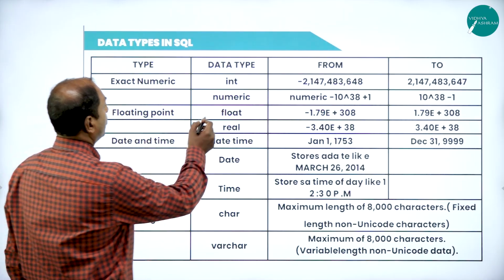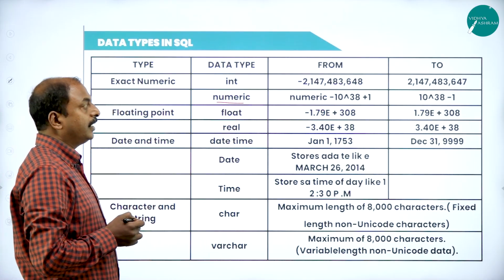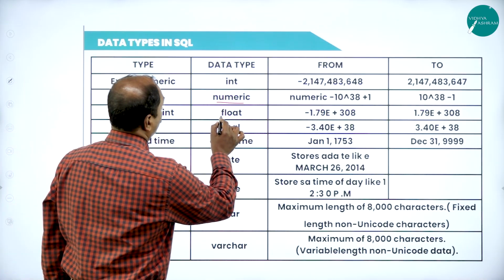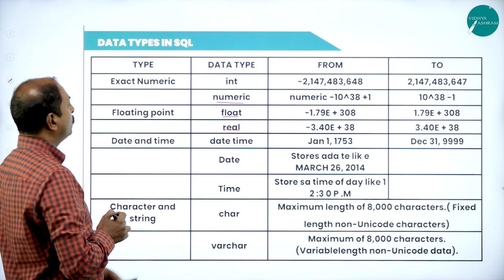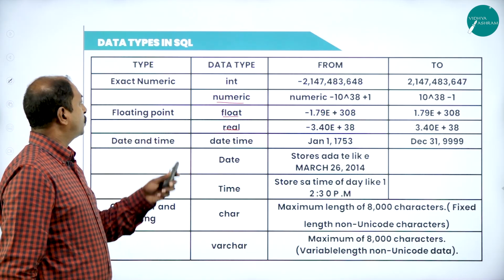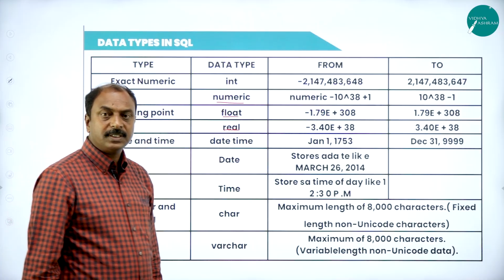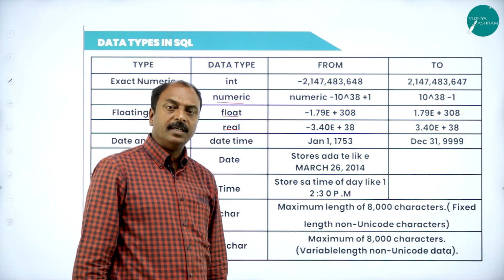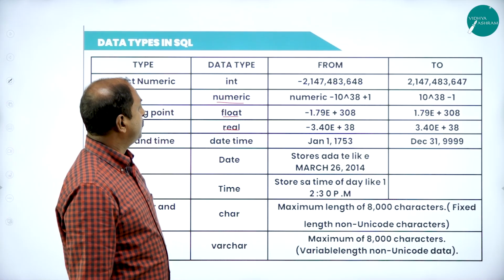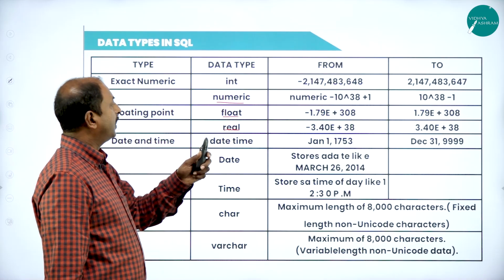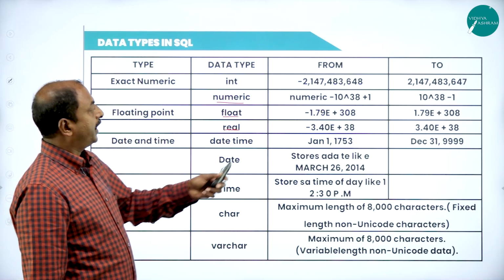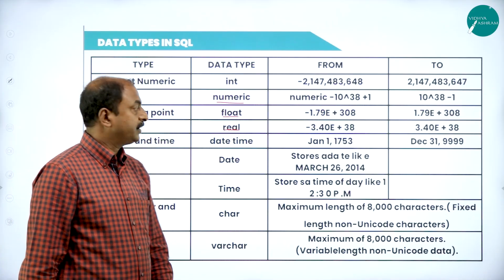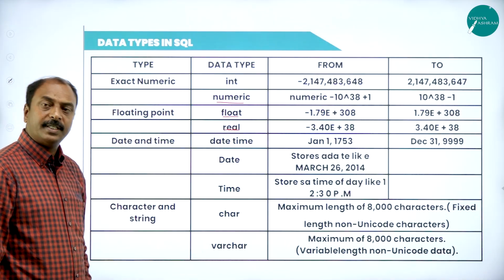And next one is numeric. You can also make use of numeric, and this is the range of that. Next one is floating point. So we have float and real. These two are the data types to store real numbers. So what are real numbers? These are the numbers with a fractional part, or in general, decimal numbers. Float and real are used to store negative as well as positive real numbers or decimal numbers. So float and real are the data types.